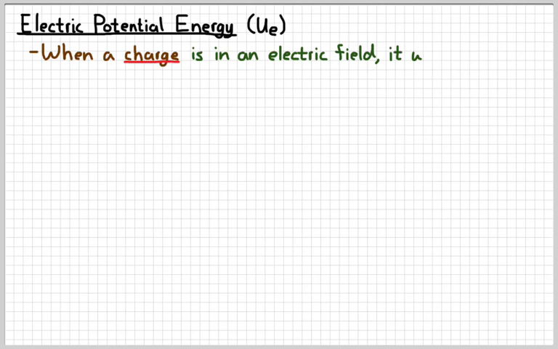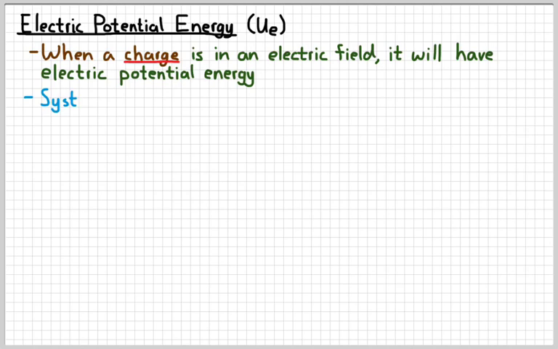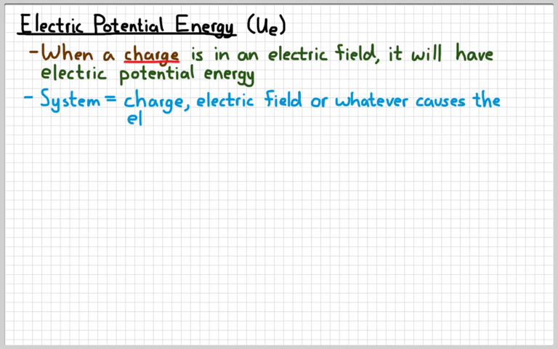So a little bit more about this electric potential energy. Electric potential energy is going to exist when you have a charge in an electric field. So any charge in an electric field will have electric potential energy due to its position in that field. The way that we would define the system typically is the charge that we're interested in, and then the electric field or the thing that causes the electric field, however you define it or think about it.